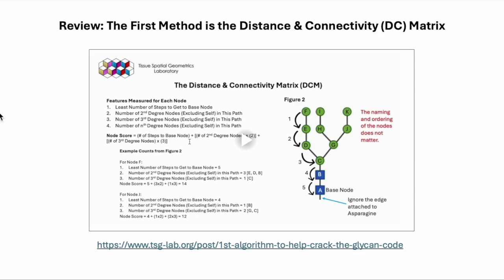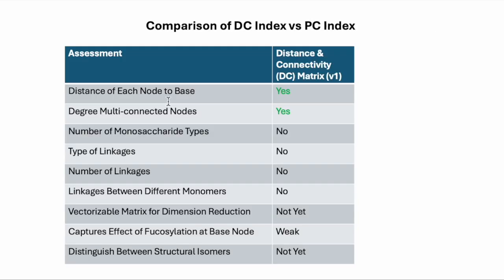I'd like to do a quick review of the first method, which is called the distance and connectivity matrix. I will not go into the details of that one here because there is a video you can watch on our blog in the link at the bottom of the page. But I do want to say that that first method was designed to capture information about the distance of each node to the base node and the degree of multi-connected nodes within that glycan.